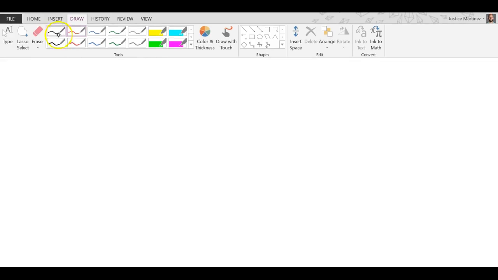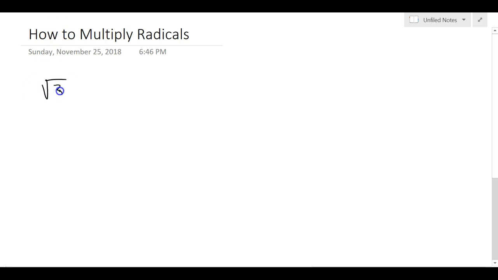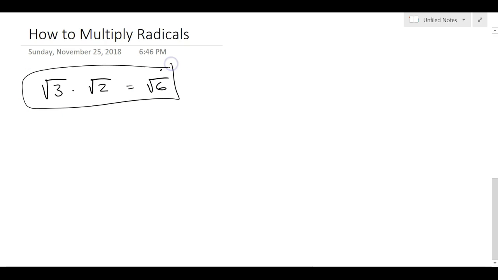All right, guys, now let's talk about how to multiply radicals. Multiplying radicals is significantly easier than adding and subtracting them. It is exactly what you would expect. So let's say we did radical 3 times radical 2. That is, in fact, radical 6. That's all it is.